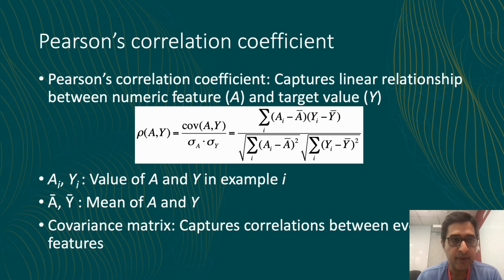Going a little deeper into these individual metrics, the Pearson's correlation coefficient is computed in this manner, as the slide shows you. Essentially, it tries to compute the linear relationship between any given numeric feature A and its target value Y. The covariance matrix essentially captures the correlation between the final variable and the individual features.